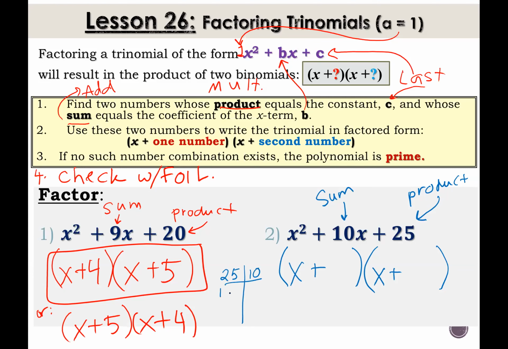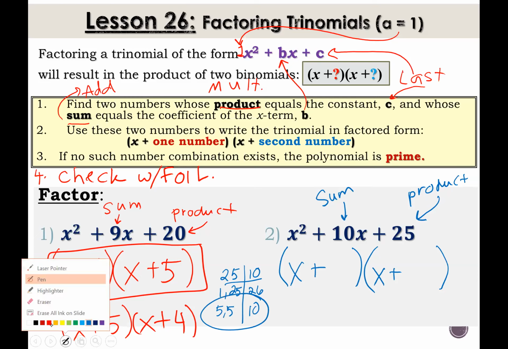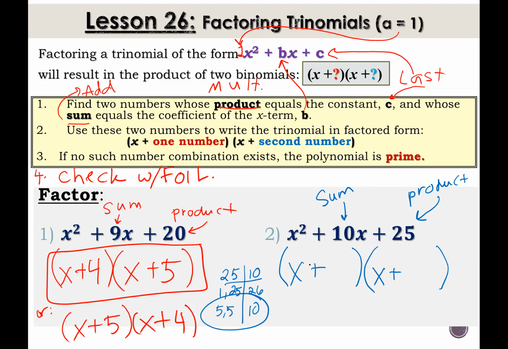Factors of 25, 1 times 25 would work. 2 doesn't go in, 3 doesn't go in, 4 doesn't go into 25. The next pair of factors would just be 5 times 5. And then I've got my complete list. So that's not really a long list of factors. You can see if I add them together, 1 plus 25 is 26. That's not going to work. 5 plus 5 is 10. Here it is. These are the numbers that will work. So my final answer here will be x plus 5 times x plus 5.